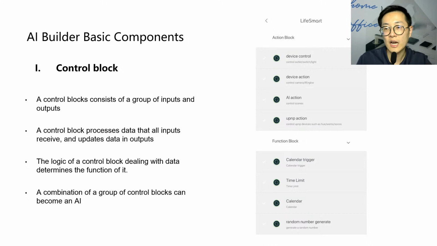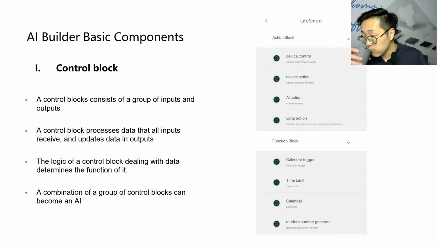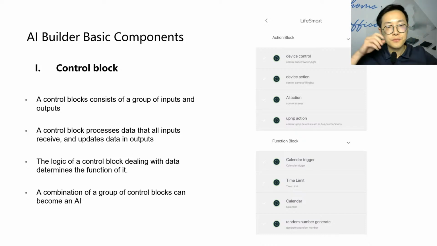Okay, now let's dive into the basic concepts of AI Builder. What is AI Builder made of? The first one is the control block. A control block consists of a group of inputs and outputs. And a control block processes the data that all inputs receive and updates data in the output. The logic of a control block dealing with data determines the function of it.